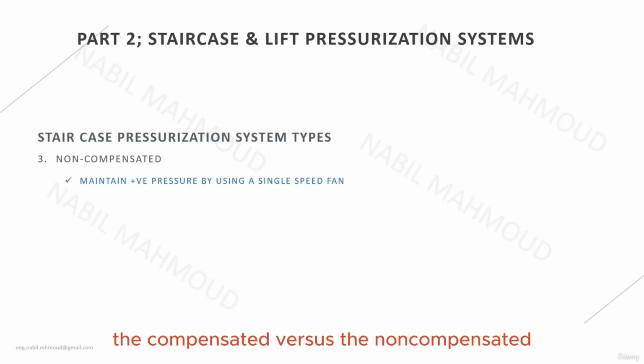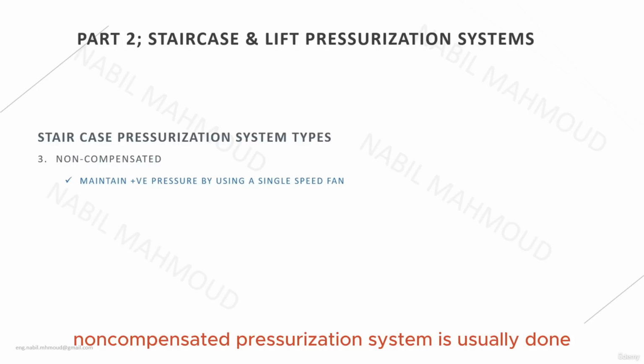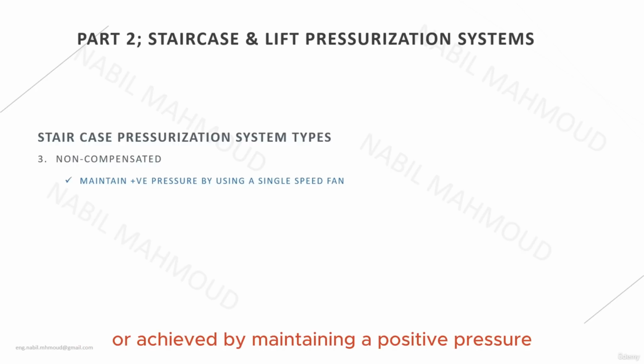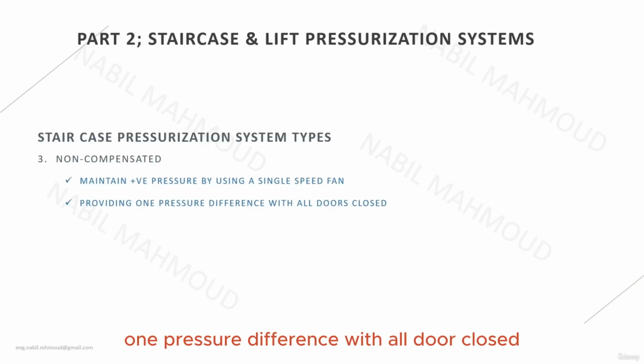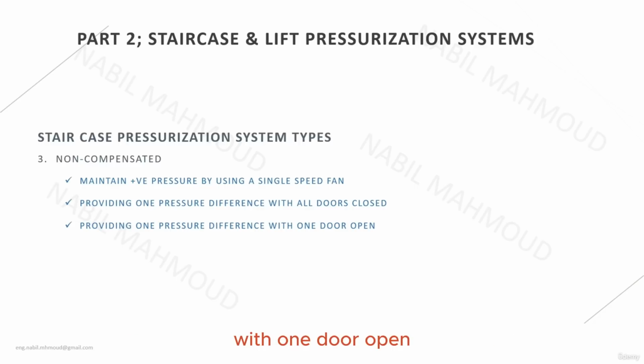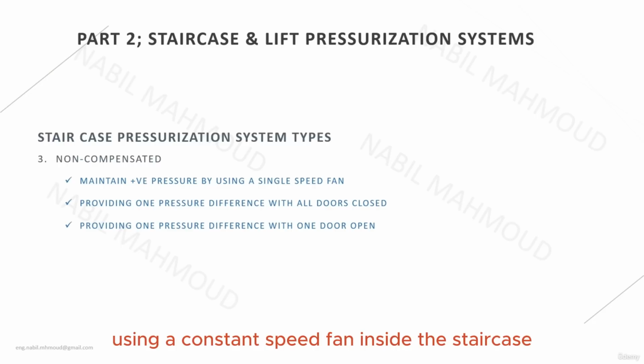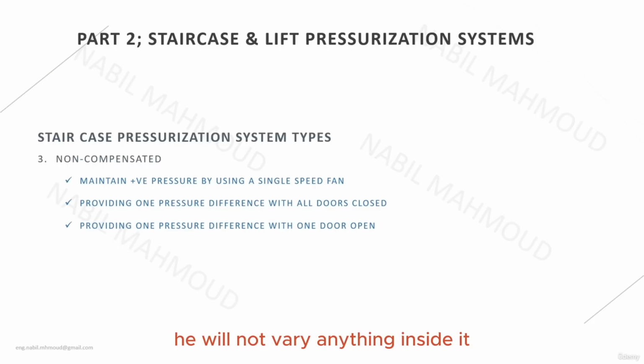Now let us discuss the compensated versus the non-compensated staircase pressurization systems. Let us start with the non-compensated. A non-compensated pressurization system is usually achieved by maintaining a positive pressure by using a single speed fan. This is the simplest, and it provides one pressure difference with all doors closed. It also provides one pressure difference with one door open. This means that you will pump air constantly with a constant value using a constant speed fan inside the staircase. You will not vary anything inside it.